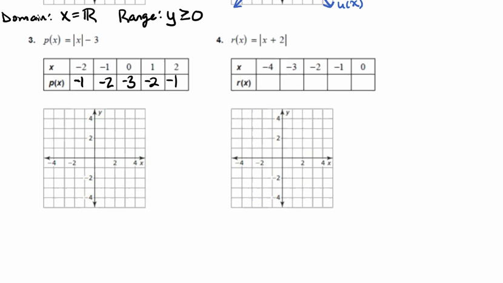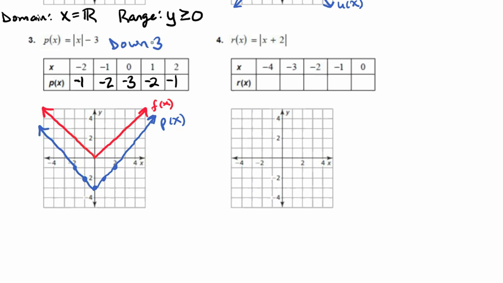And so here we have our table of values. So we'll graph our parent function. So we've graphed our parent function f of x. Now we're going to graph our p of x. So we're going to graph that. And when we graph that, for our p of x, we see that this has moved down 3 units from our parent function.